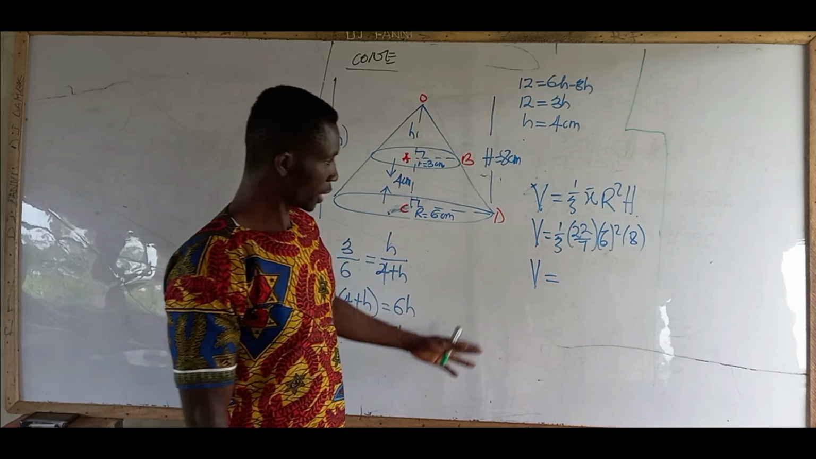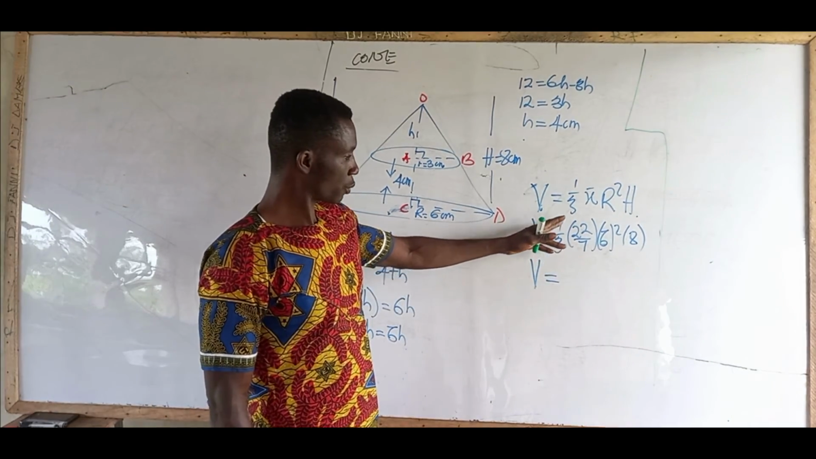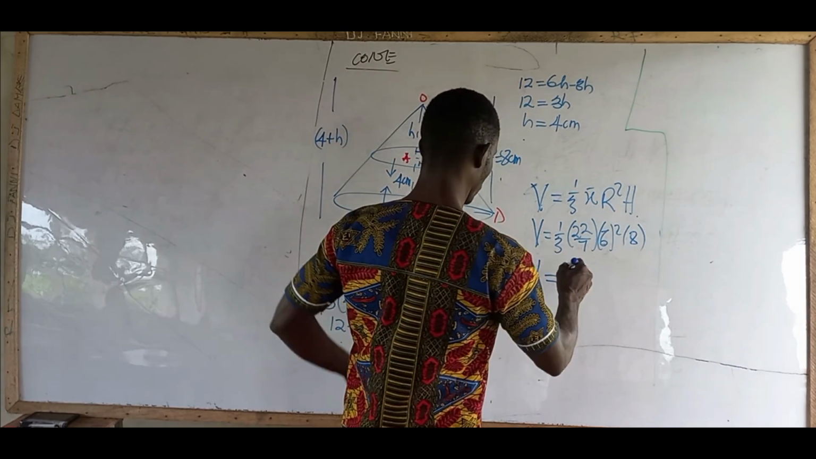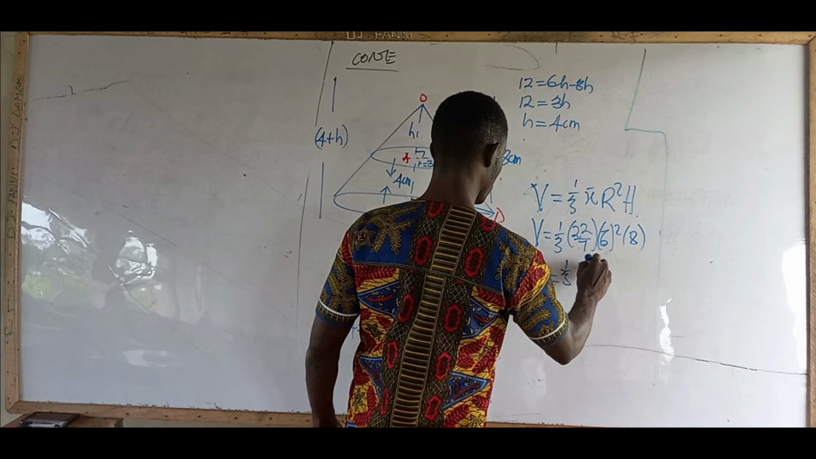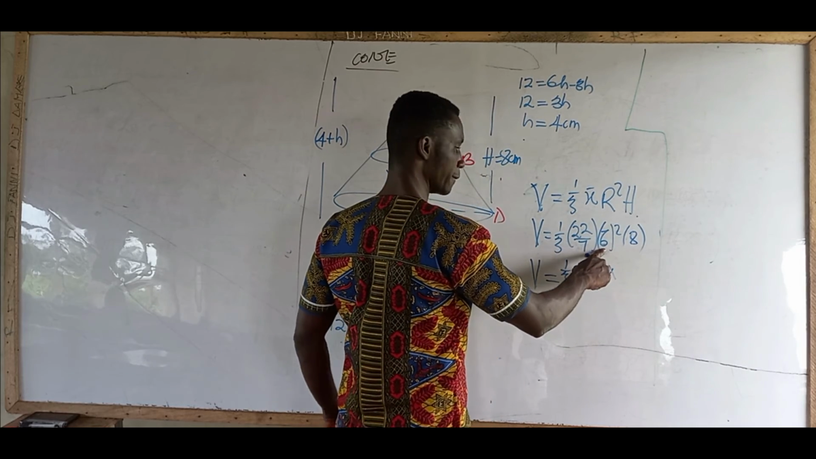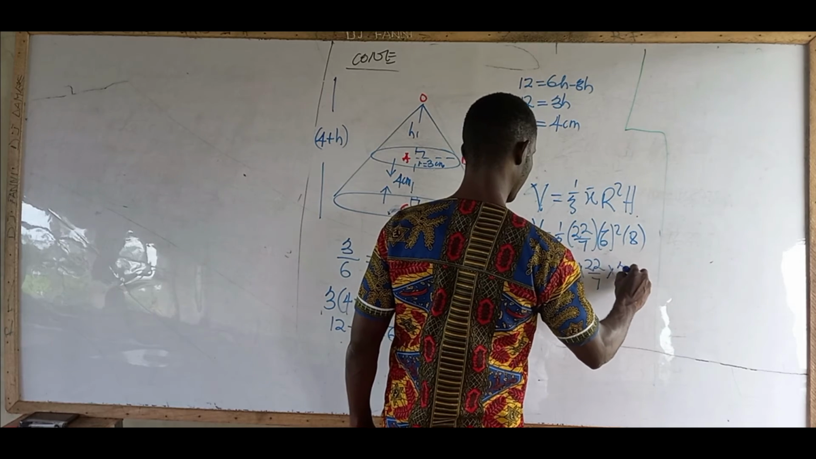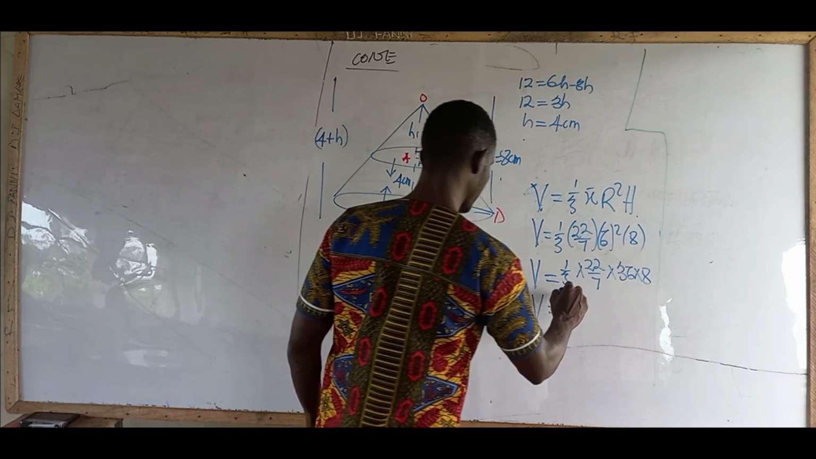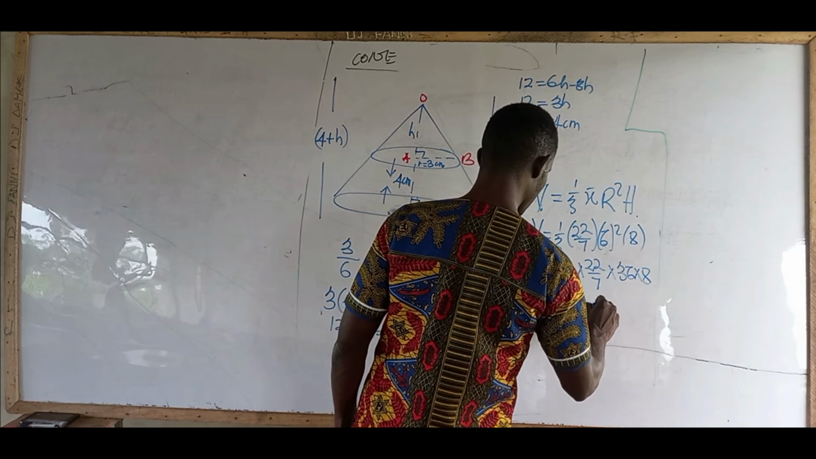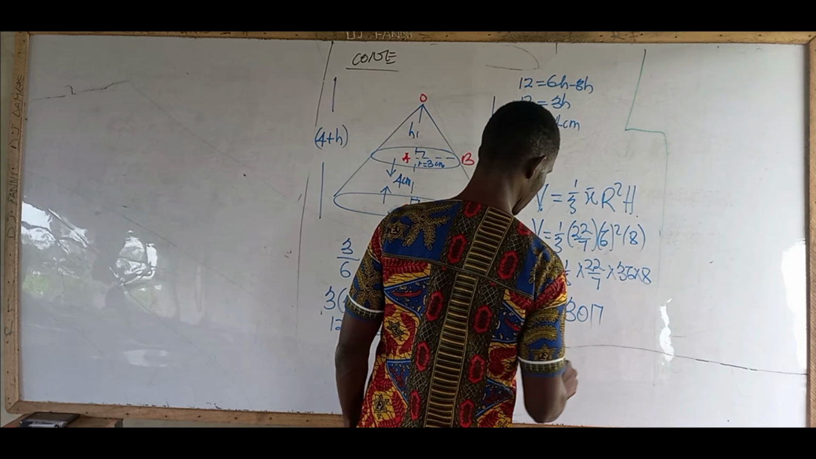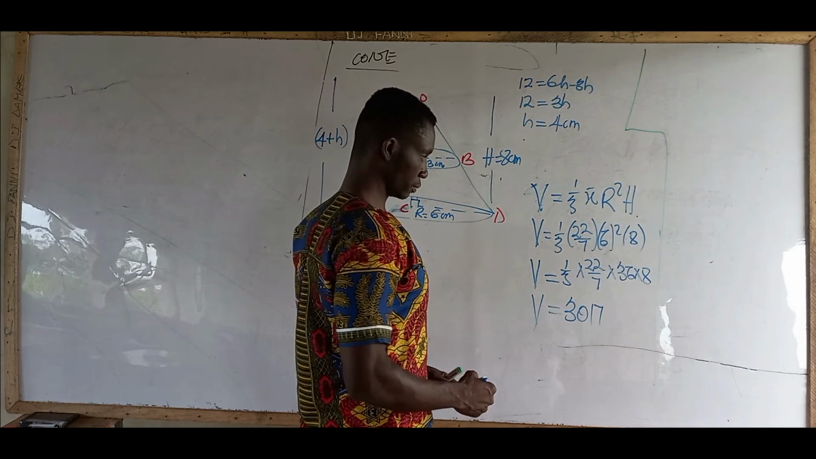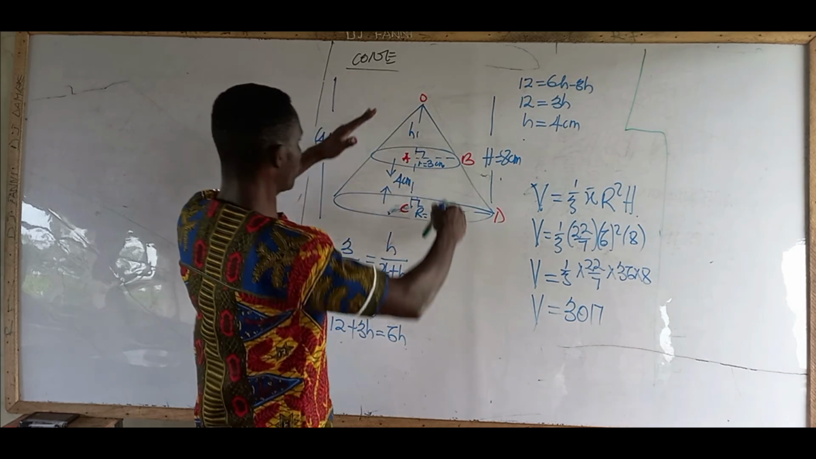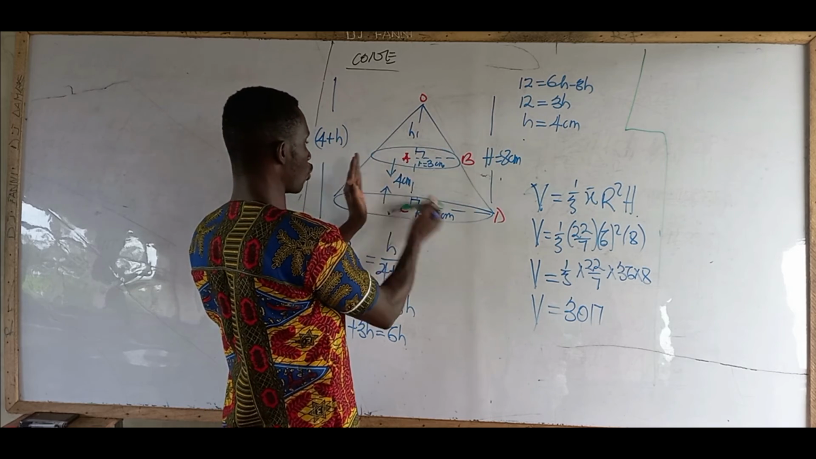Now take the calculator, press 1/3 times 22/7 times 36 times 8, which is 1/3 times 22/7 times 6 squared, which gives us 36, times 8. So the volume will be equal to 301.7. And that becomes the volume of the whole cone.